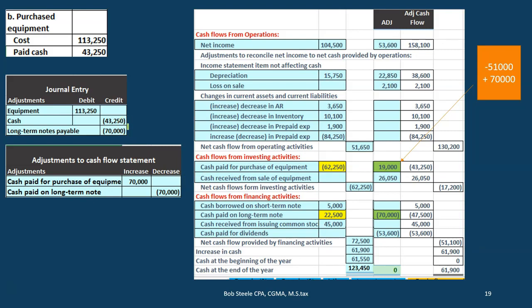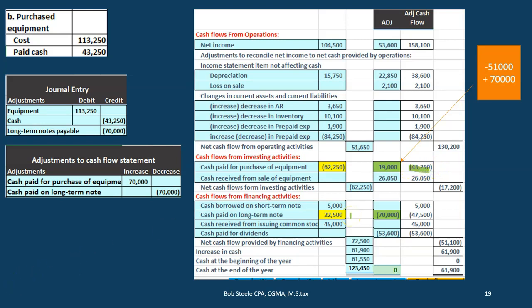Therefore, we're going to bring it down by the 70. So now what we're adding to this sale is the $51,000 from last time plus the 70, so that we end up with the cash that was actually paid for equipment, which was the $43,250.